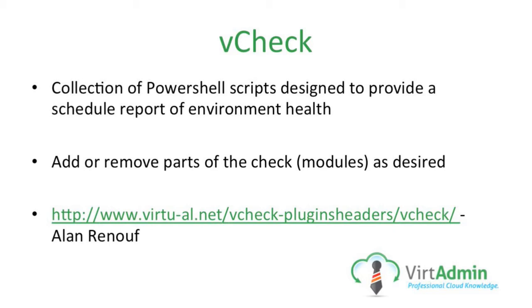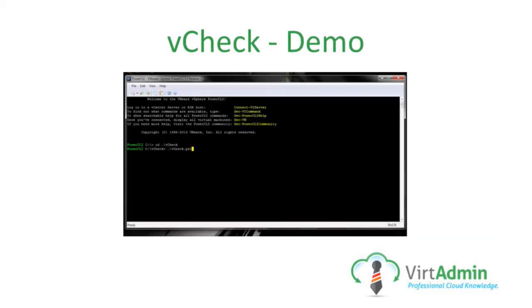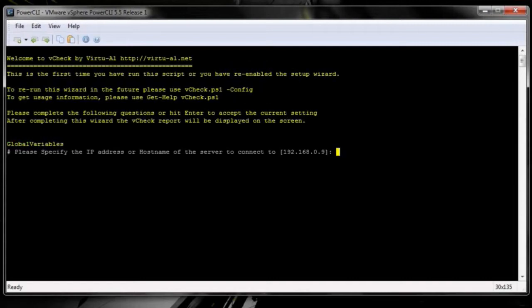So VCheck is a series of scripts that check on health of your environment, and they all run together, and it's meant to be used as sort of just a daily health check on your environment. You schedule it maybe 5 in the morning and run it, and when you get there, you've got a report on what's going on in your environment.